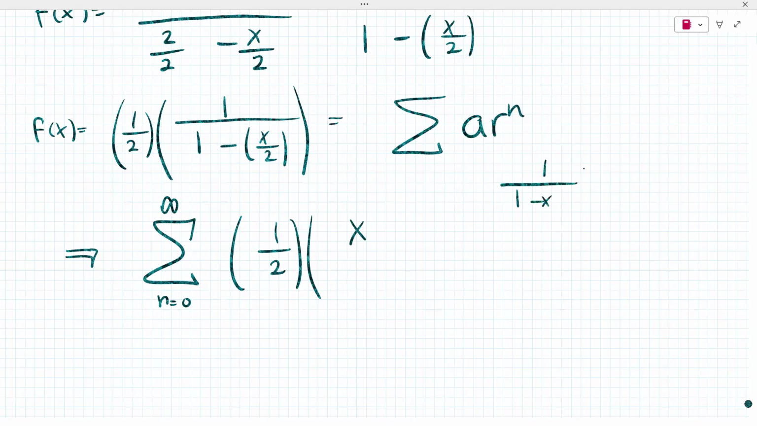1 over 1 minus x is equal to the summation of n equals 0 to infinity of x^n, right? What we have is this 1/2, so I put the 1/2 in front. And the only difference is there's an extra factor, this should just be an x, but you can think of it as 1/2 times x. That is why I put x over 2 raised to the n.